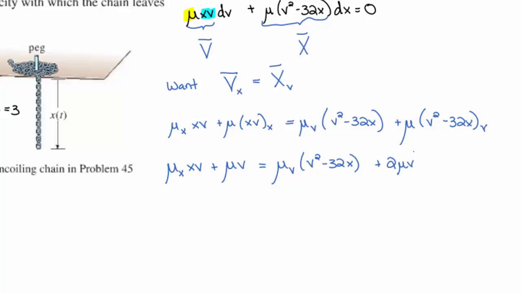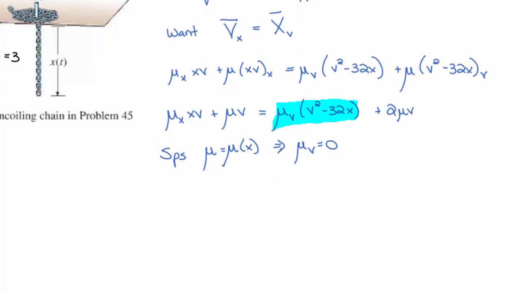Now we're going to have to make an assumption. Is mu a function of v or is mu a function of x? I will probably prefer mu to be a function of x, just so that this ugliness disappears. If I suppose mu is a function of x, then mu sub v will be 0, and that'll disappear. So I'm going to suppose that mu is actually just a function of x, which will imply mu sub v is equal to 0.